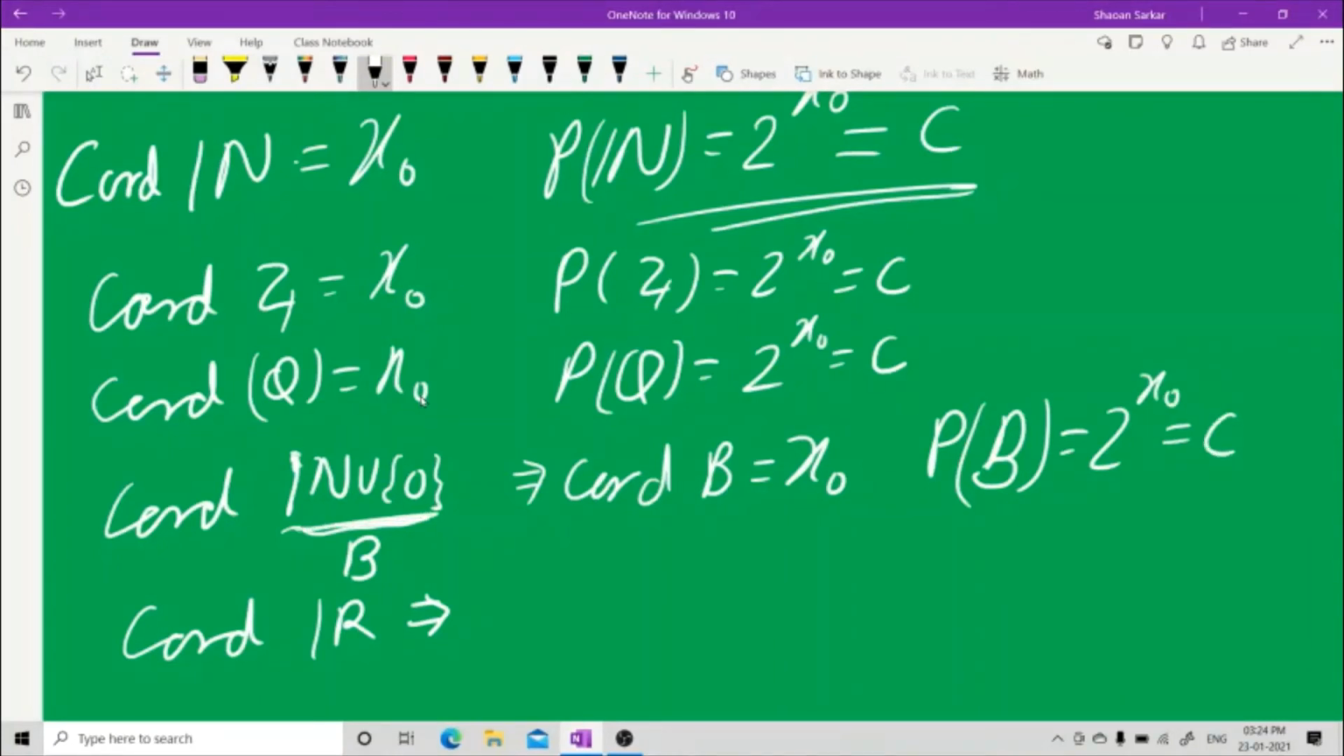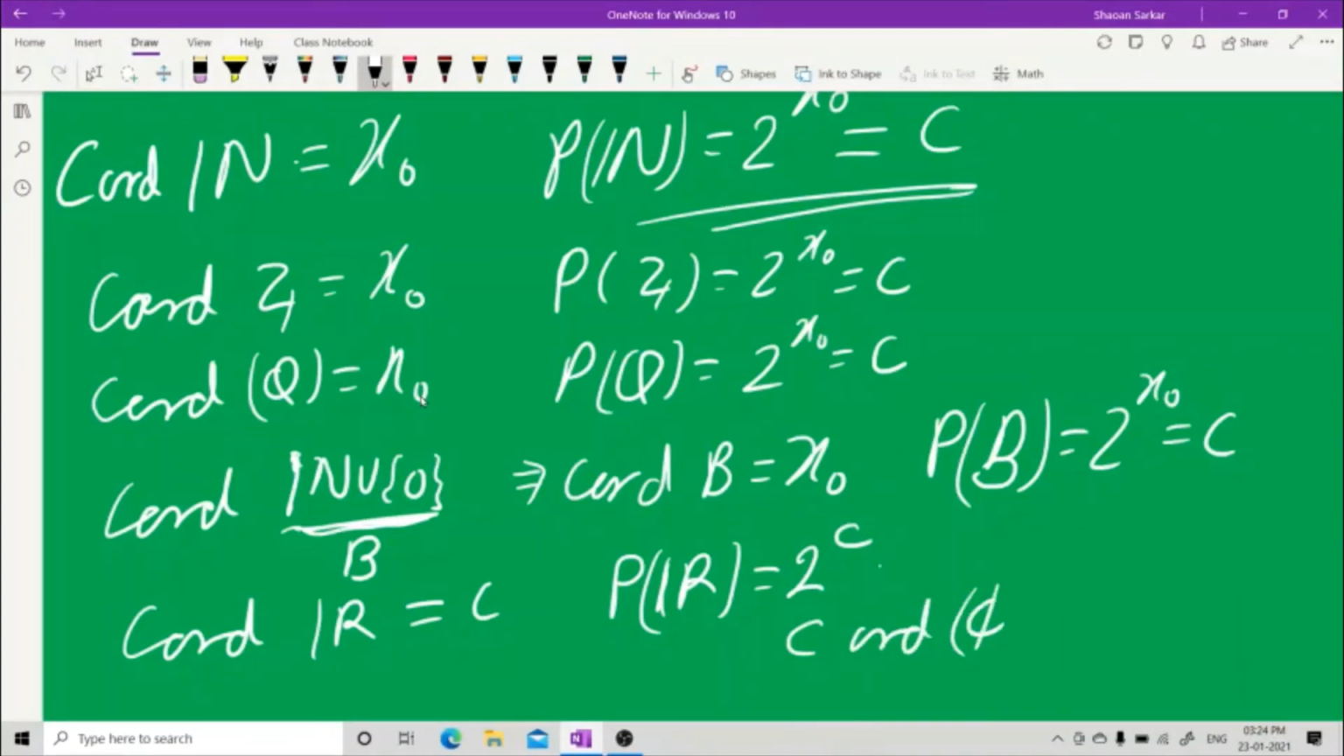B means the whole thing. Cardinality of R is C. So power set of R is 2 to the power of C. That's the way. Similarly, cardinality of complex numbers is C, and power set of C again is 2 to the power of C. This is the way.